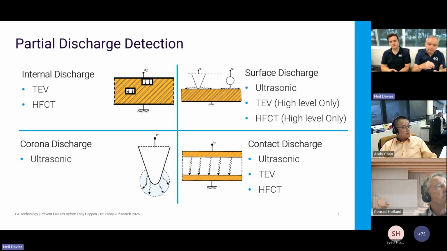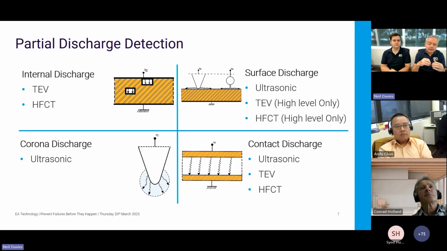That will generate high transient earth voltages, high HFCTs, so the same thing, electromagnetic discharges, and also that can generate high ultrasonic. So the combination of the sensors and what the PRPD pattern looks like with the sensors allows us to diagnose the type of discharge, and effectively that's one of the parameters that goes into determining the severity and whether you want to go and investigate and when you want to go and investigate. Okay, so that's the sensors.